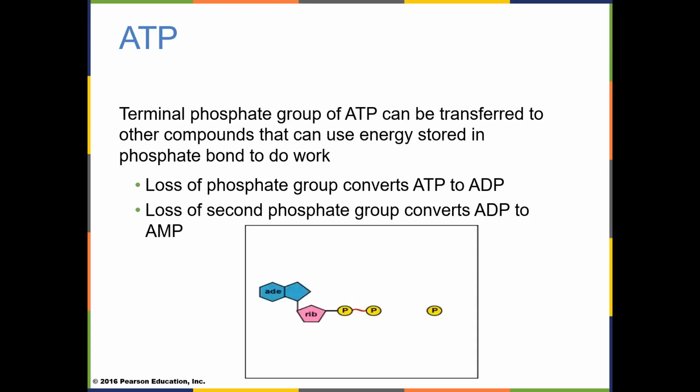The molecule looks like this. The 3rd phosphate in adenosine triphosphate only attaches to the rest of the molecule through what we call a high energy bond. It's a very fragile bond.